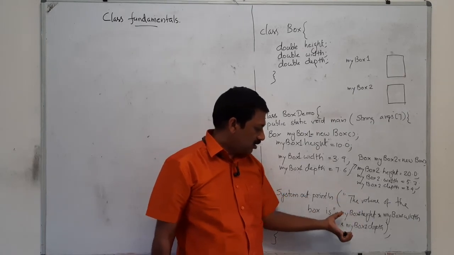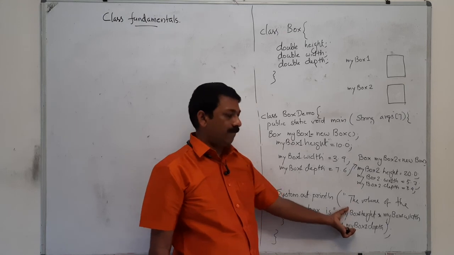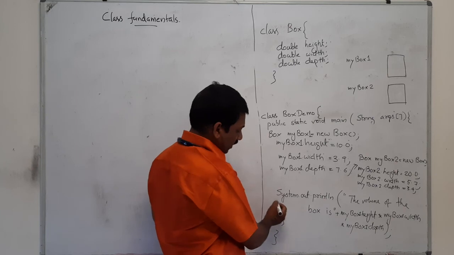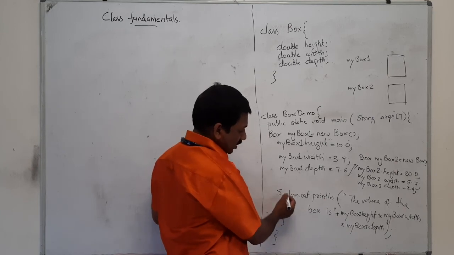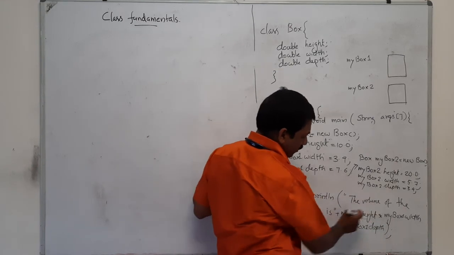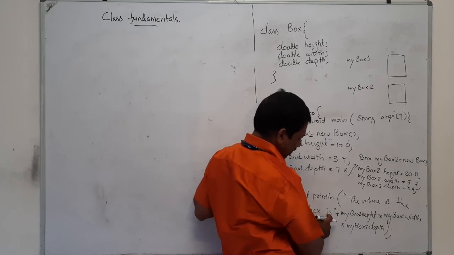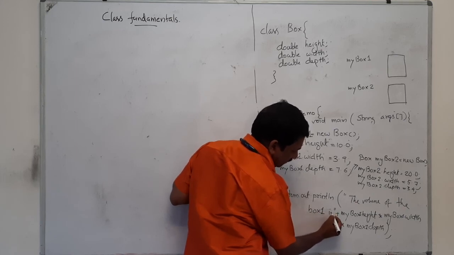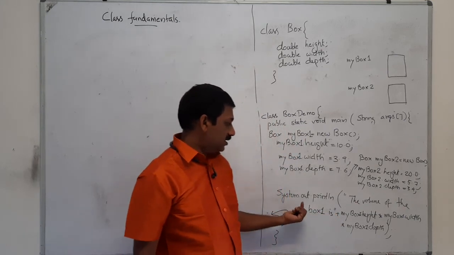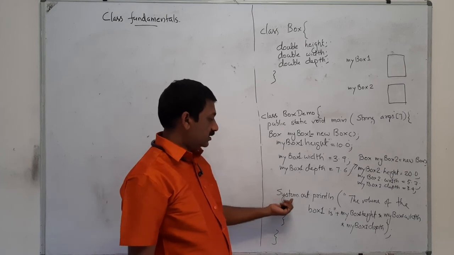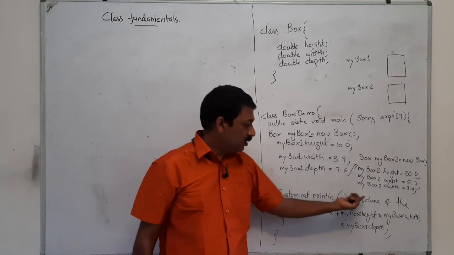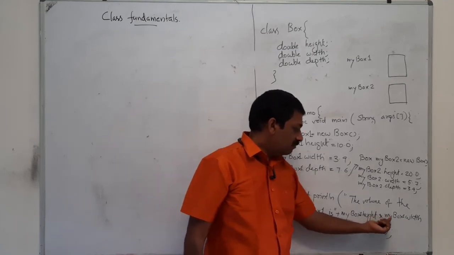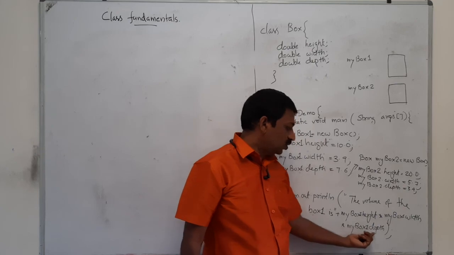You are going to print the volume of myBox1, and here again you have to take a replica of this. That means System.out.println the volume of box 1 is, and now after that you should have another statement like System.out.println volume of box 2 is, then myBox2.height, myBox2.width, and myBox2.depth.